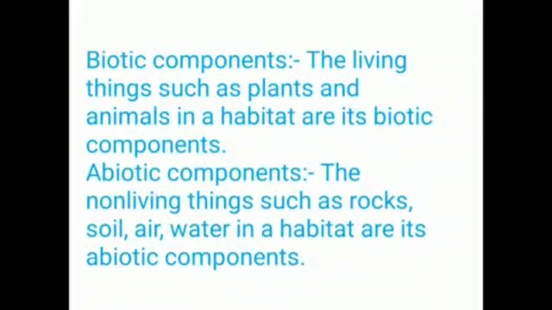So biotic components are the living things such as plants and animals in a habitat. Examples, as you know, are plants and animals. And abiotic components are the non-living things such as rocks, soil, air, water in a habitat. So you should remember that biotic components mean living things in a habitat, and abiotic components mean non-living things in a habitat.